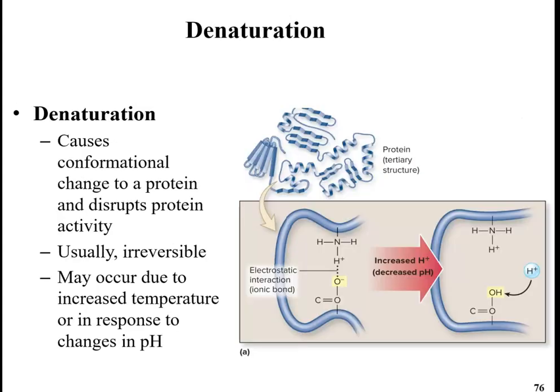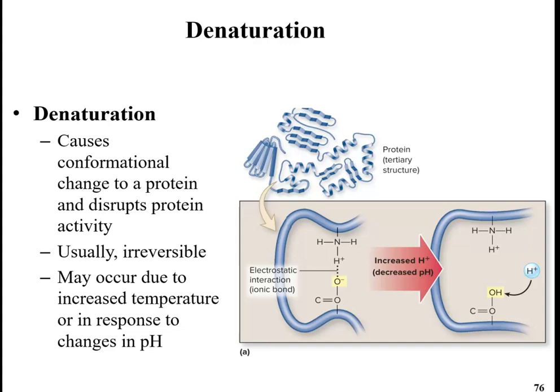When a protein is functional and working the way it is supposed to, it's said to be in its native state. Denaturization causes conformational change to a protein and disrupts protein activity, and it's usually irreversible. So remember, protein function relies on protein structure. So if you disrupt the structure of the protein, you erase its ability to perform its function. The common causes of this are increased temperature, increased acidity, some alcohols, and some disinfectants.